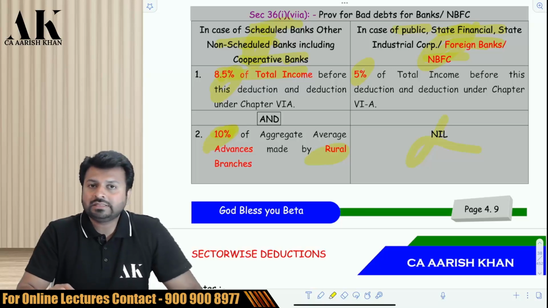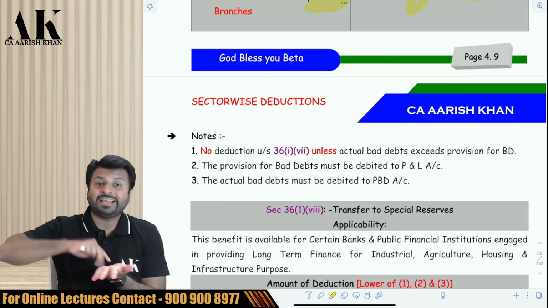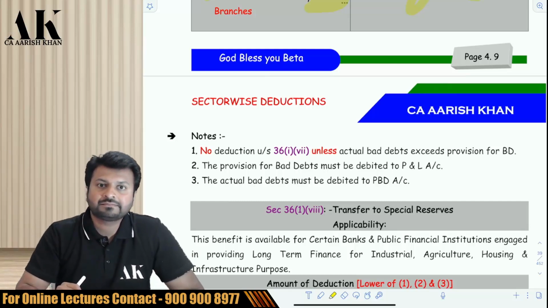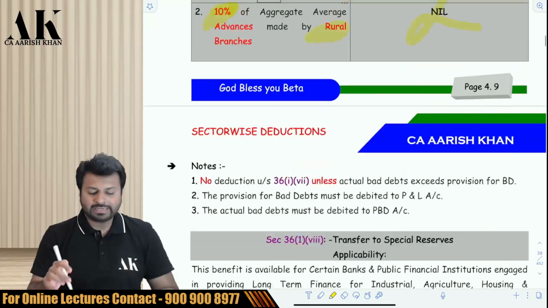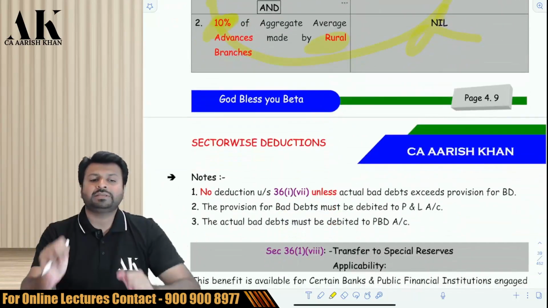Okay, now will I get the deduction of bad debts also? Yes, you will get the deduction of bad debts if your bad debts exceed your provision for bad debts. Suppose your provision for bad debts as per this particular provision is coming to 100 and your actual bad debts is 150. Then you will get 50 rupees as bad debts.